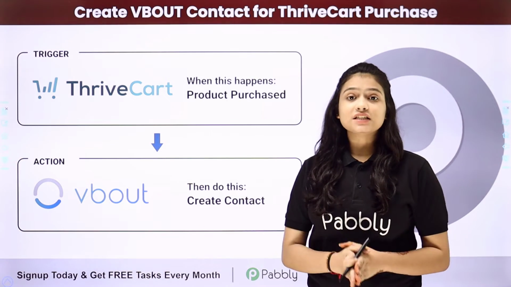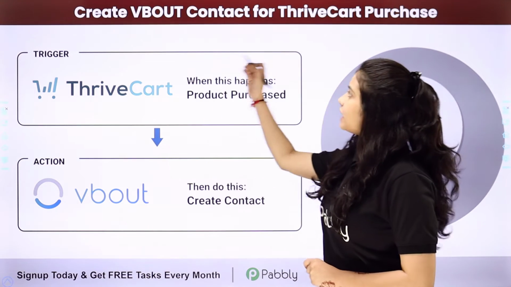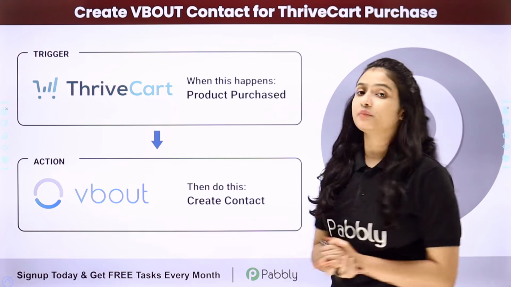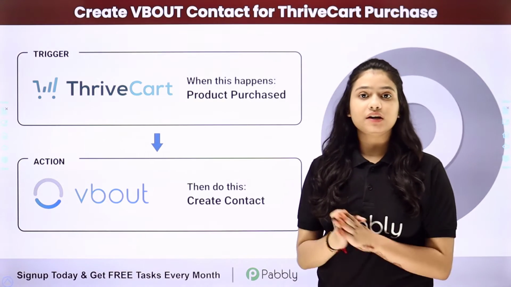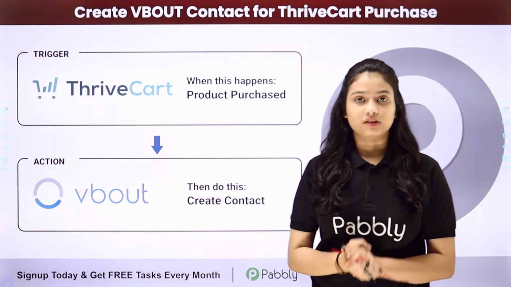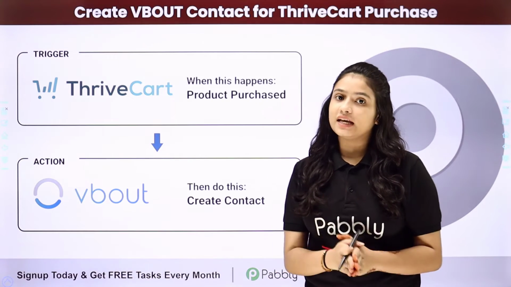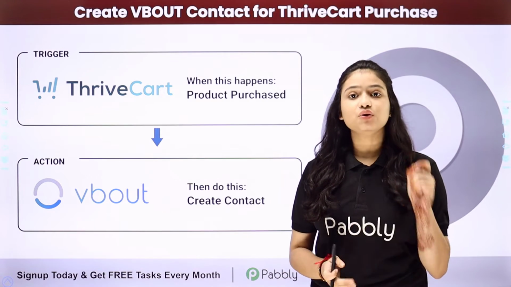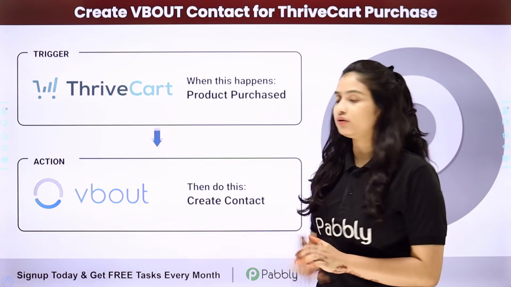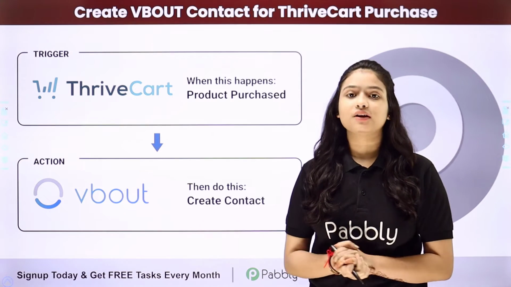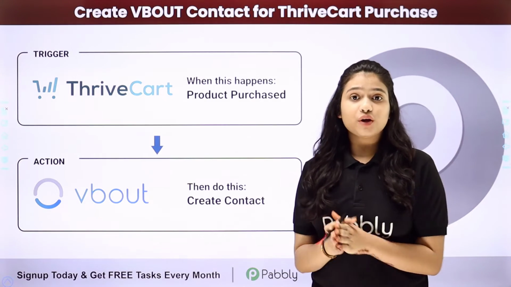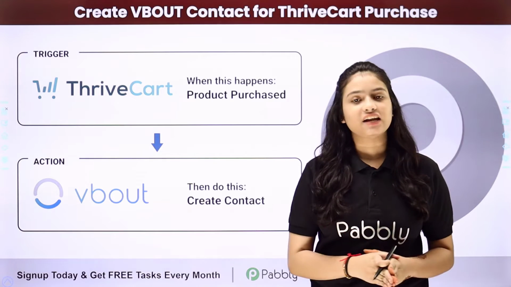Hello everyone, in this video we are going to learn how to create a VBOUT contact for a ThriveCart purchase. I want that whenever a new product is purchased in my ThriveCart account, automatically, by using the details of the person who has made the payment, a new contact should be created in my VBOUT account, which is an amazing marketing automation platform. So how are we going to do this process automatically and effortlessly?